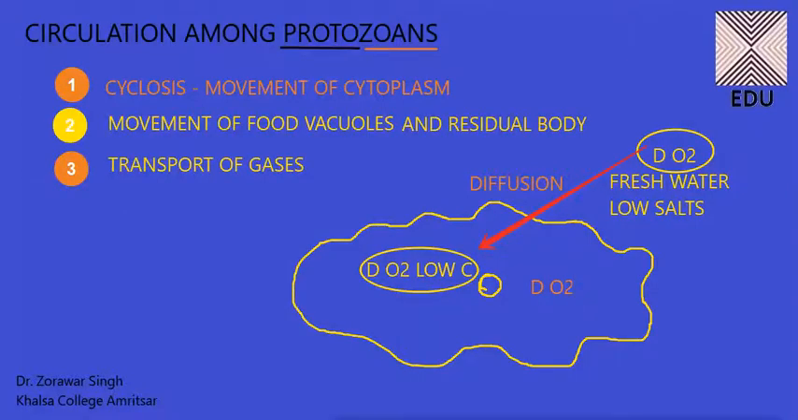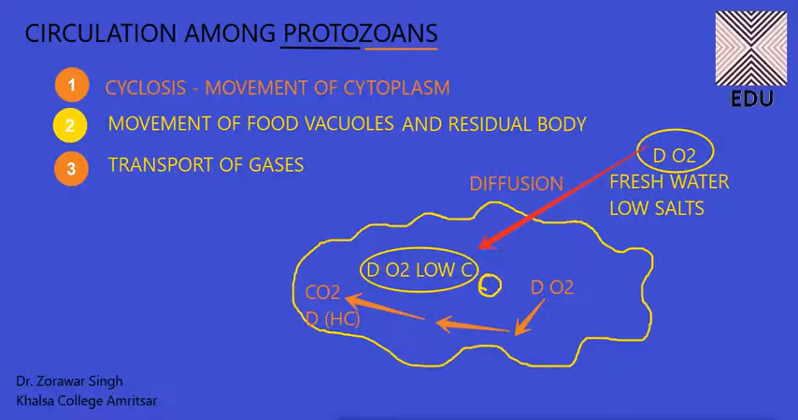Now the amoeba is continuously taking this oxygen to different parts. This is again with the help of cyclosis. Now this oxygen is used in different respiratory processes. In food respiration, it breaks down the food inside the amoeba, and this is converted into carbon dioxide. Again this carbon dioxide is in the dissolved phase, so I am writing it as D. This carbon dioxide is at high concentration.